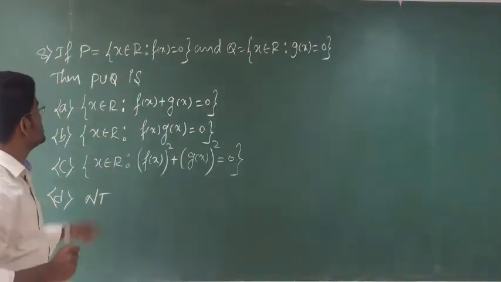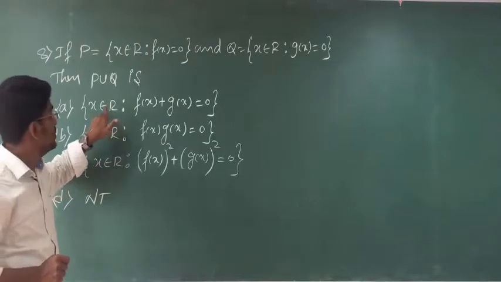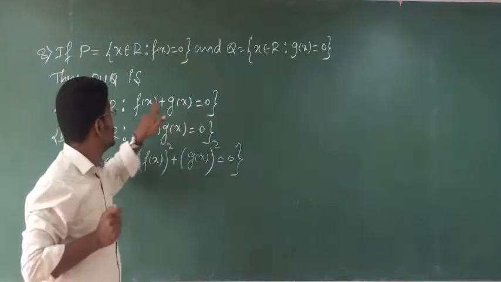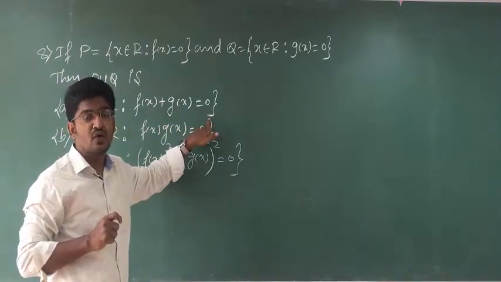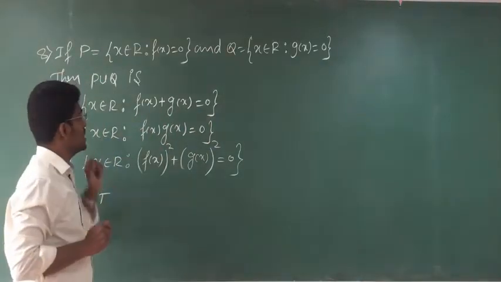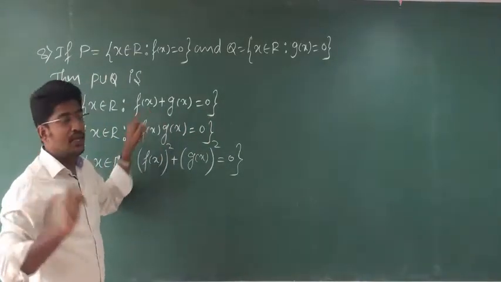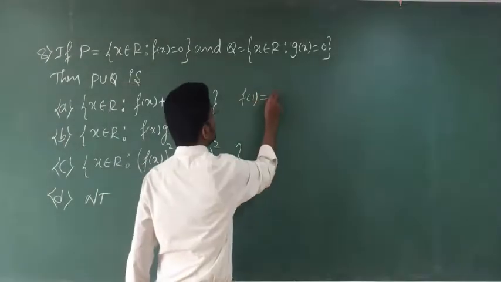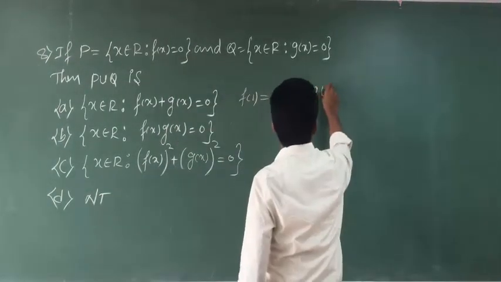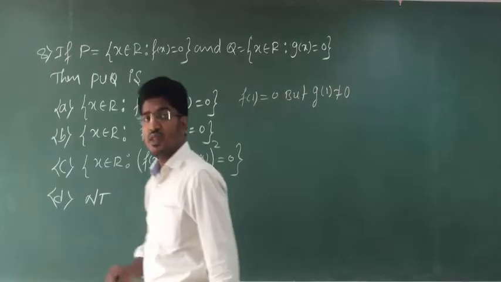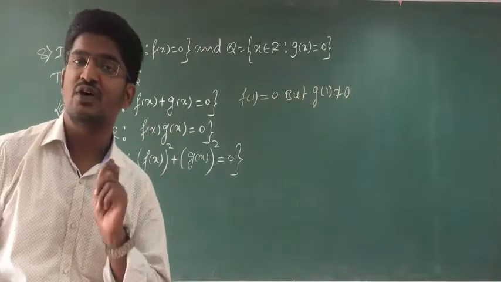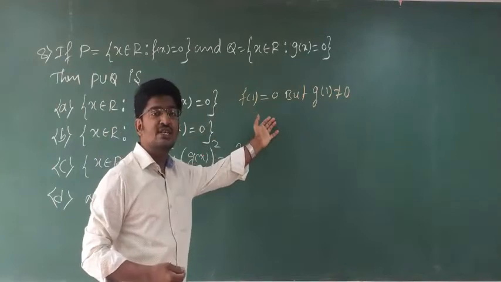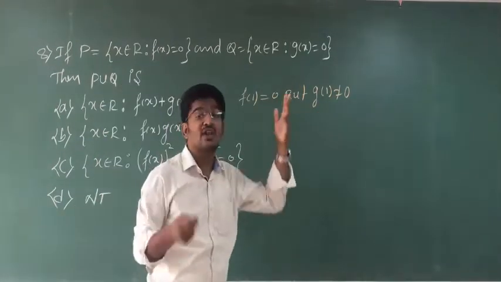What are the options? See, x belongs to R, f of x plus g of x is equal to 0. Here, what happens with option A? Let us take one example. f of 1 may be 0, but g of 1 may not be equal to 0. Are you getting my point? Because f and g are two different functions. I will consider f of 1 is 0, but according to this, g of 1 may not be 0.